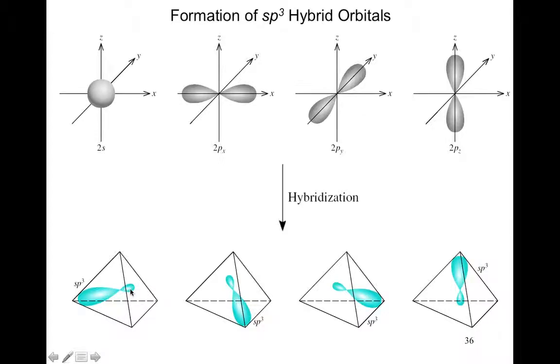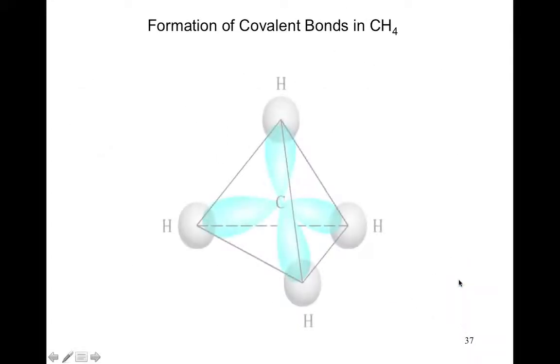Now here's something we're not that familiar with: sp. So here's an sp hybrid orbital. Is it a sphere? Not really. Is it a perfect dumbbell? Not really. It's kind of a mix of both, and neither. It's a hybrid. So here's sp3, sp3, sp3, just showing you different orientations in space.